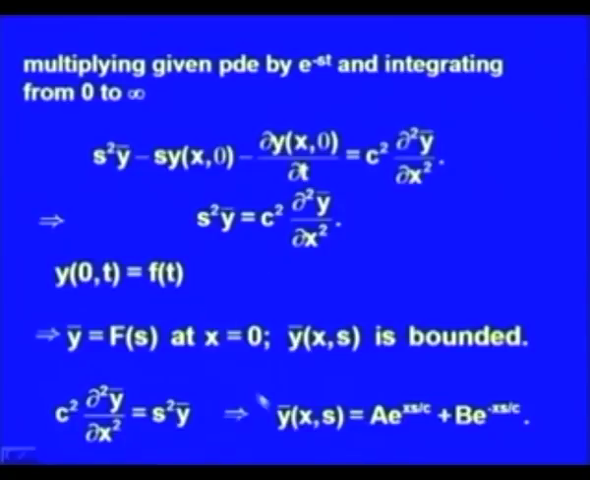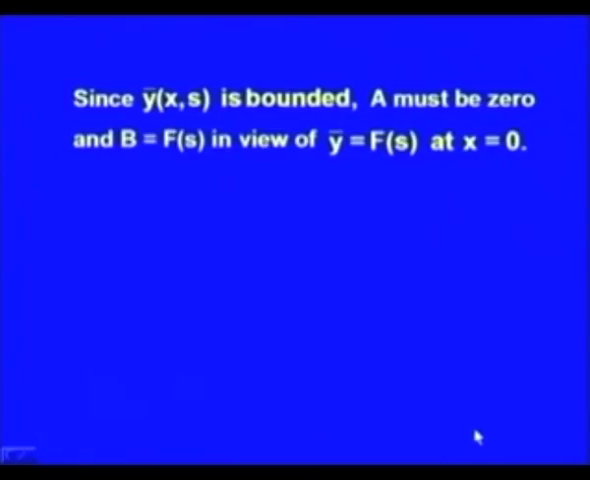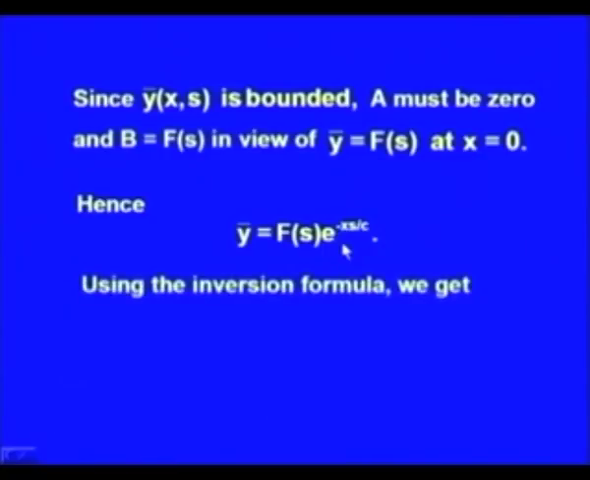This equation gives the solution as y bar of x, s equal to a e to the power x s by c plus b e to the power minus x s by c. Since y bar of x, s is bounded, a must be 0 and b equal to f bar of s in view of y bar equal to f bar of s at x equal to 0. Hence, y bar is equal to f bar of s into e to the power minus x s over c.